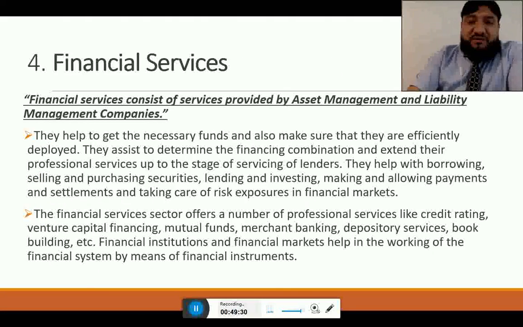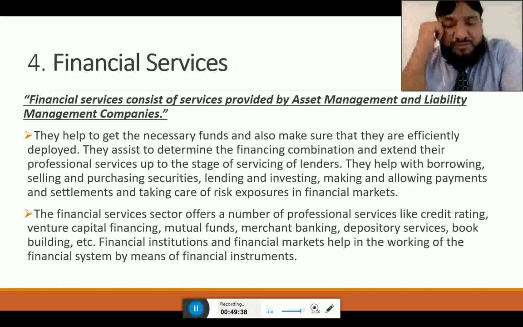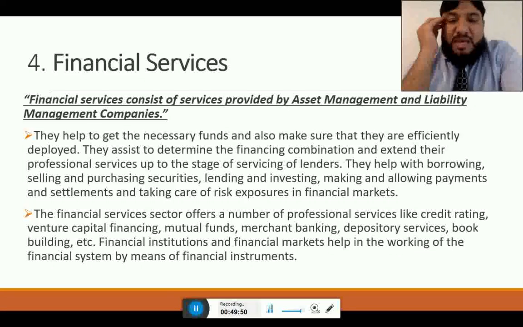Okay. Financial services. Financial services consist of services provided by asset management and liability management companies. They are basically companies that help borrowers with their acquisition of funds, and help lenders make money from their funds, right? They help get the necessary funds and also make sure that they are efficiently deployed. They assess and determine the financing combination and content, and extend their professional services up to the stage of servicing of lenders. They help with borrowing, selling and purchasing securities.